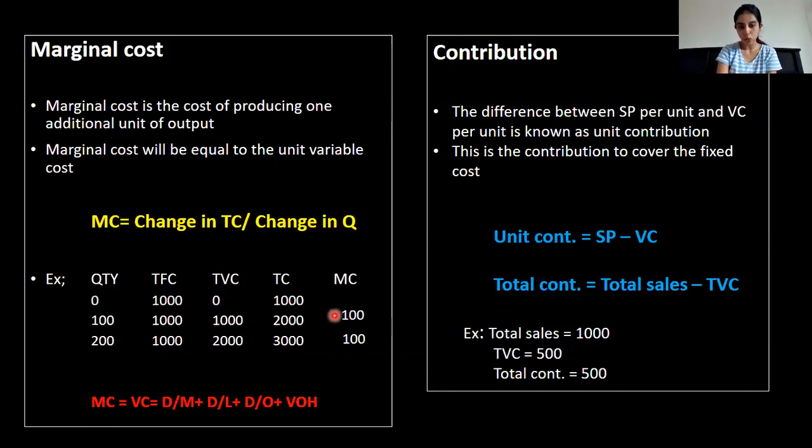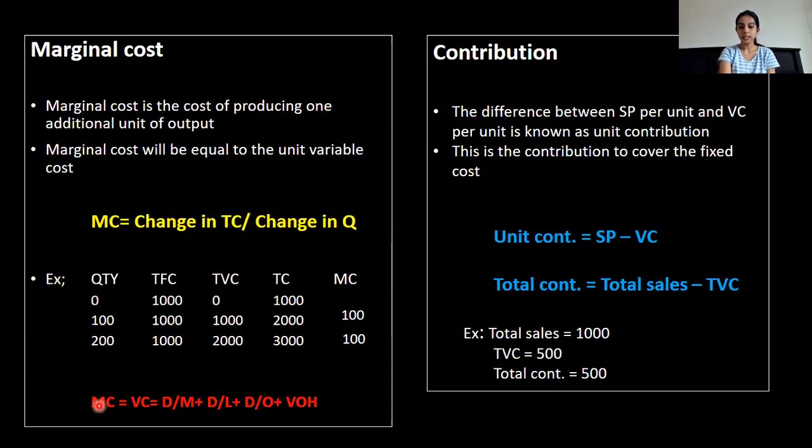So if we take this small example, we are given the quantity levels, fixed costs, total variable costs, and total costs. How do we calculate the marginal cost in this situation? Remember that we calculate marginal cost between two levels of output. Here we have calculated it between the 0th level of output and the 100th level of output. From 0 to 100, what is the change in total cost? 1000 to 2000, so 1000. The change in total cost is 1000 and the change in quantity is 100, which gives the marginal cost as 10. So that is how you calculate the marginal cost.